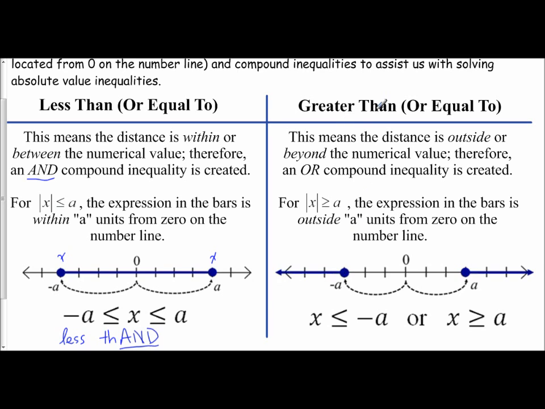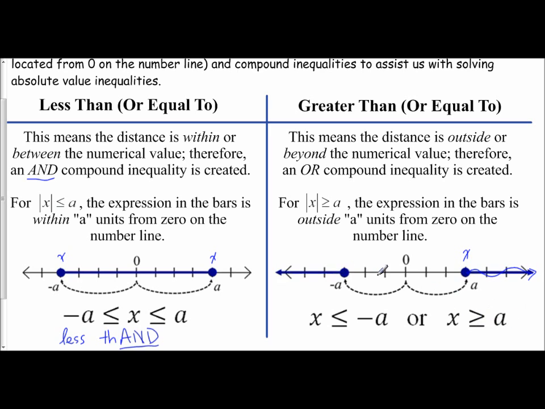Now, if it's greater than or equal to, that means your distance is beyond or outside that point. So the absolute value of x is greater than or equal to a, your distance is greater than a units. So that means your x is a units away and it can go greater than that. So it can go to the right. So x is greater than or equal to a.